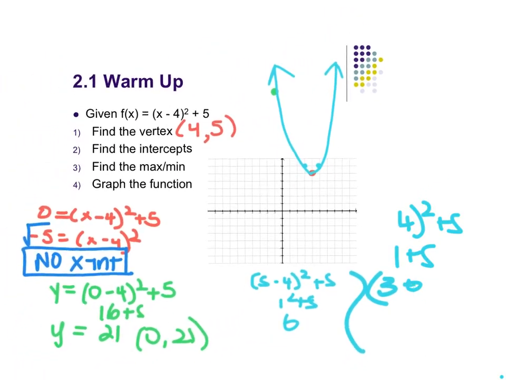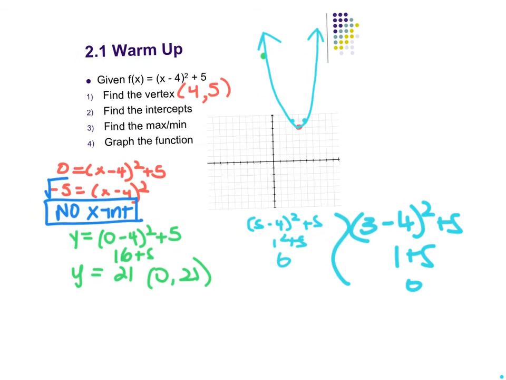Is there a max or a min on this function? There's a minimum, okay? And what's the minimum value? Remember, with absolute mins, we're just giving the k, which is what? 5, good. What's the domain on this function? All real numbers, negative infinity to positive infinity. How about the range?